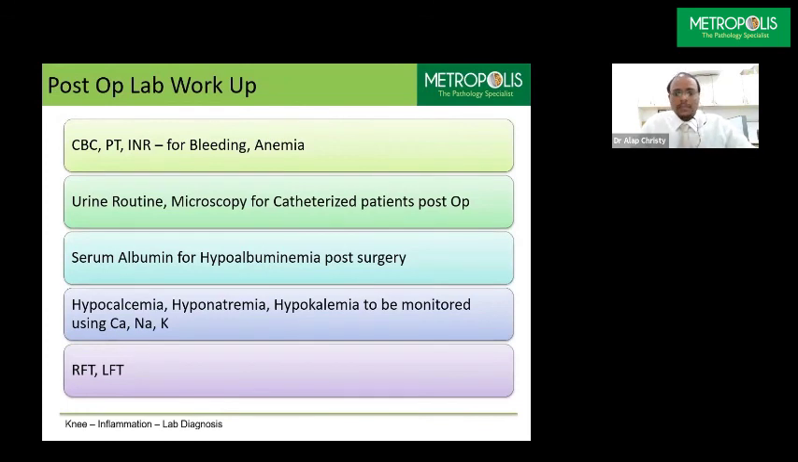And since Dr. Sabnis will be covering the post-operative part as well, it's very important for a patient to maintain a steady post-op status. And for that, we do the routine tests, as we can all see here.